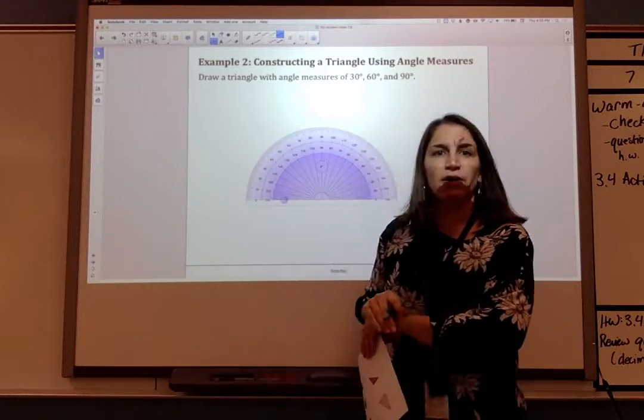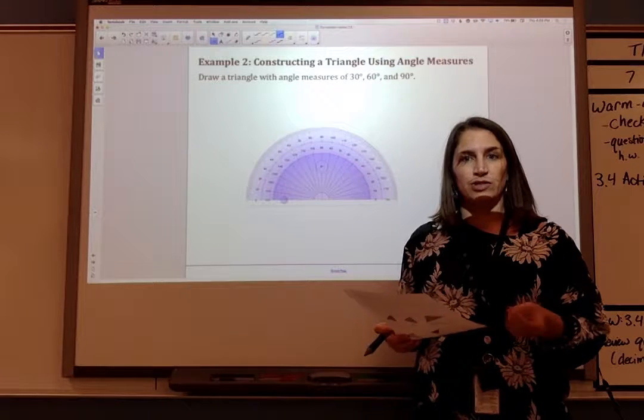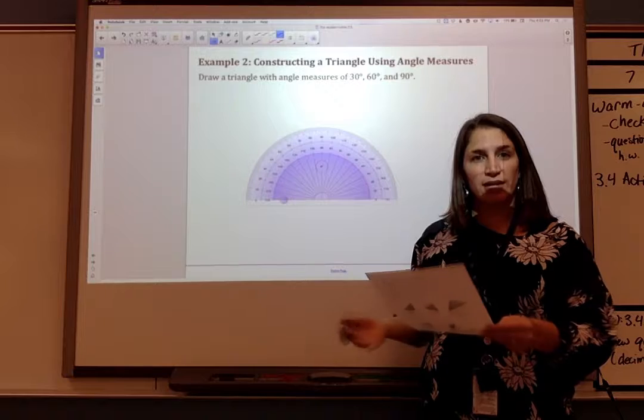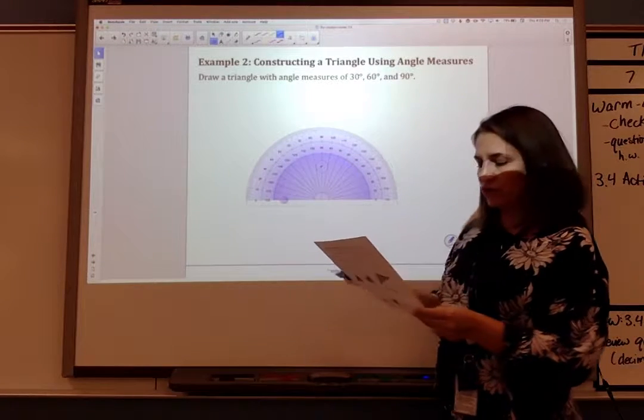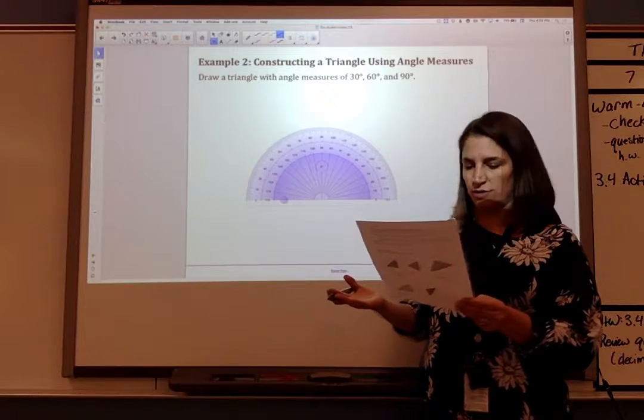This is a quick one here. Our other example is constructing a triangle using angle measures. So again, you don't have the tools to do this at home. You're just going to take notes on how to do it. We'll practice it in class. So we're going to draw a triangle with angle measures of 30, 60, and 90 degrees.